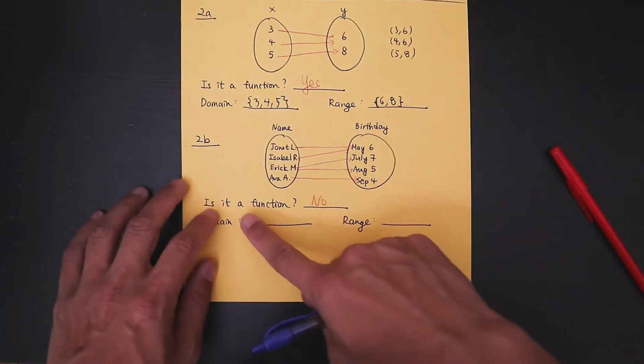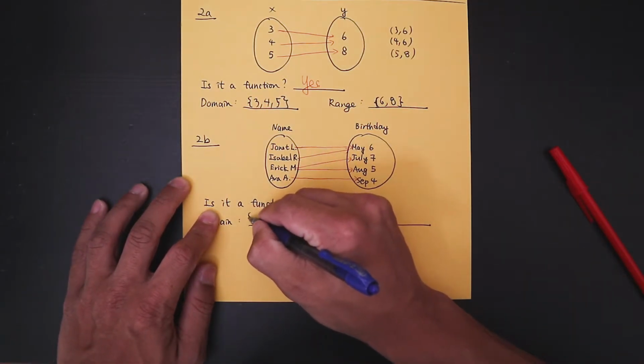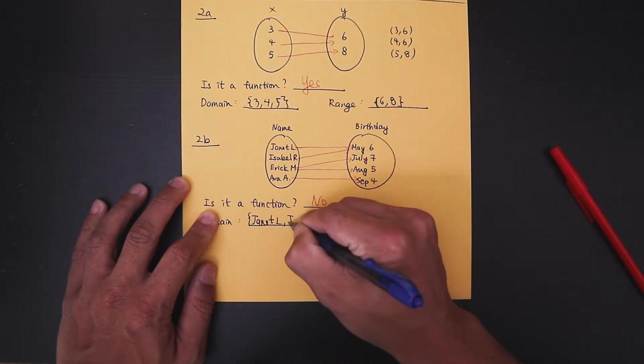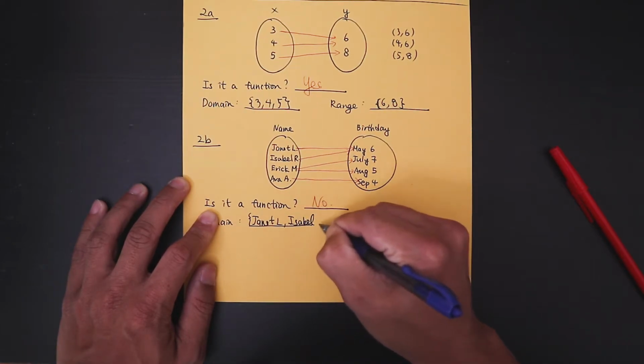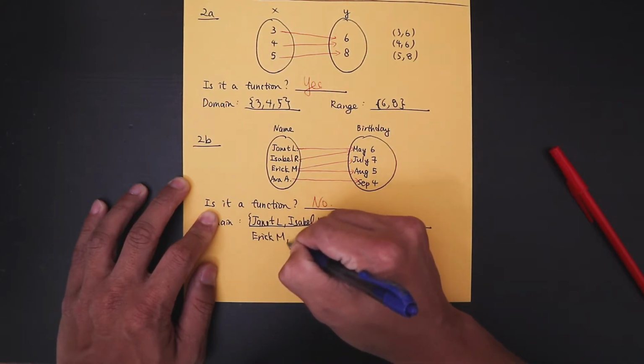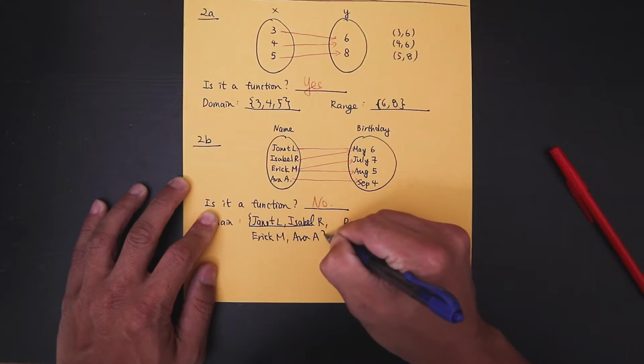So what is the domain? The domain is all the names there. So all you have to do is put the bracket and just write the names. Literally write their names. Janet, Isabel, and I'm running out of space, I'll put at the bottom, Eric, and then Ava. Okay, so those are the domain.